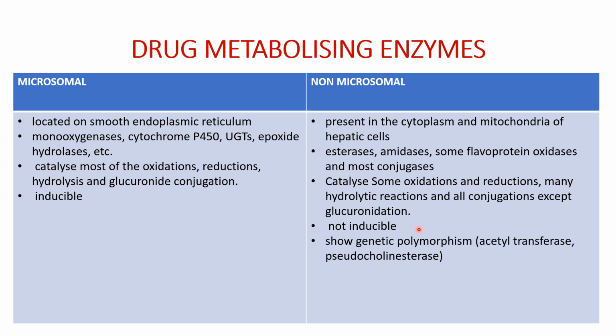They don't play an important role in drug interactions, but they show genetic polymorphism. So these enzymes are prone to have genetic polymorphism. Examples are acetyltransferases and pseudocholinesterases.